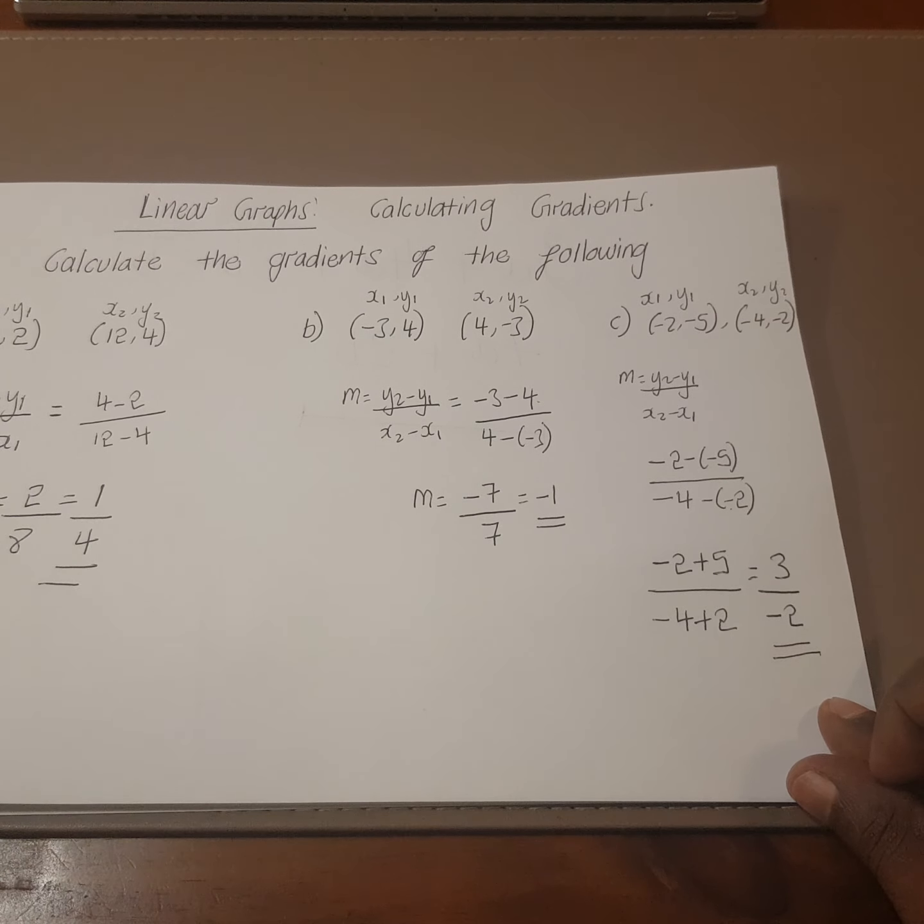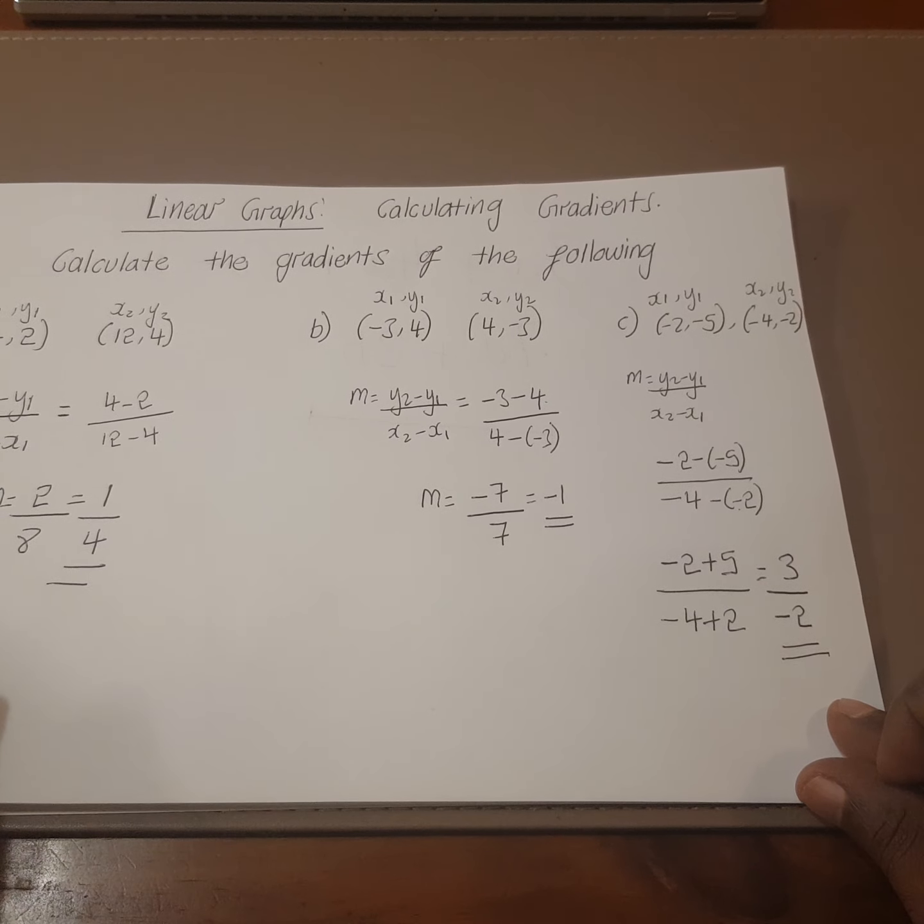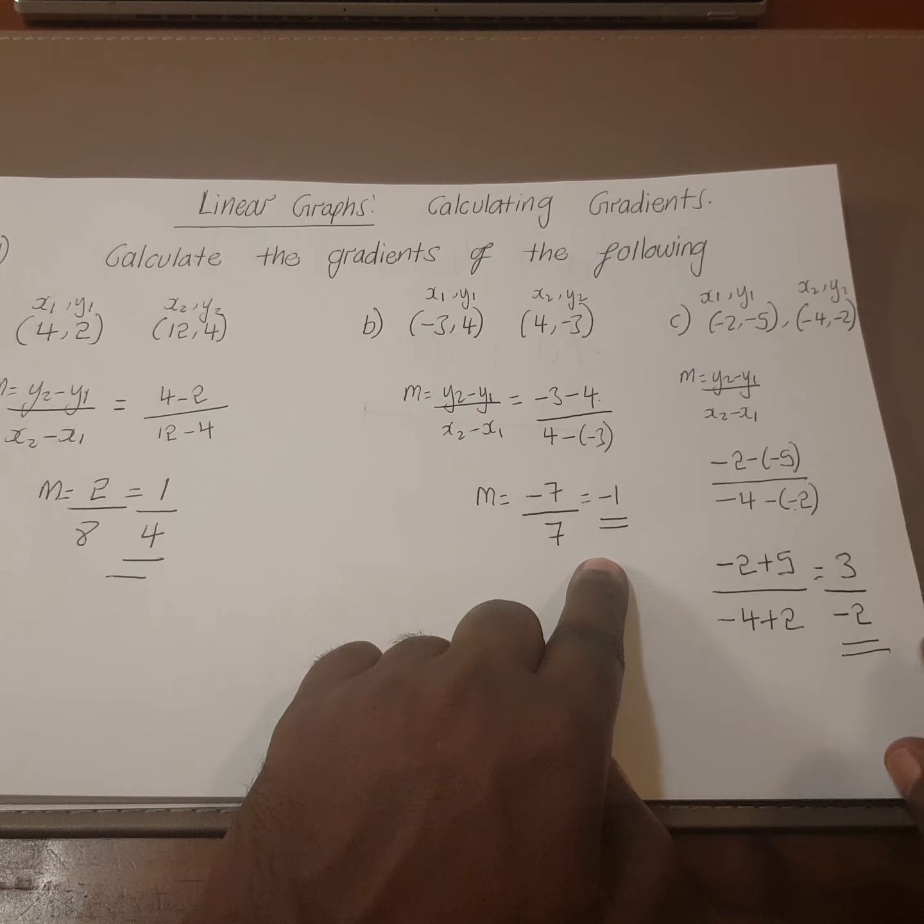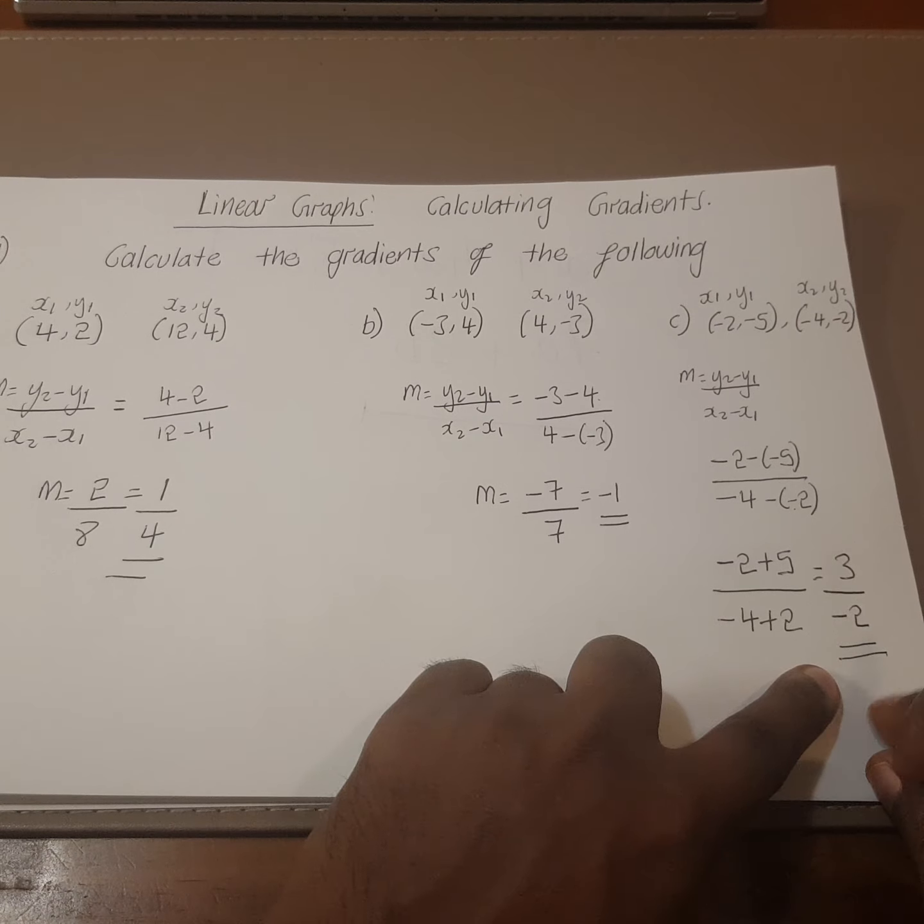So you can see here, you now have a negative fraction. Like I said before, there's no hard and fast rule as to whether you're going to get only a positive gradient. In this question, you had a positive fraction. In this question, you had a negative number, and in this question, you had a negative fraction.